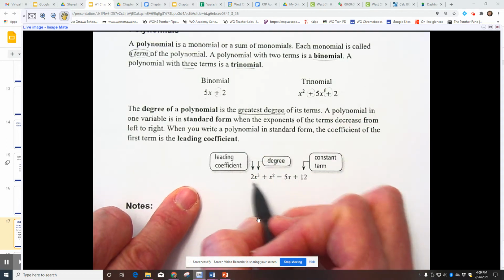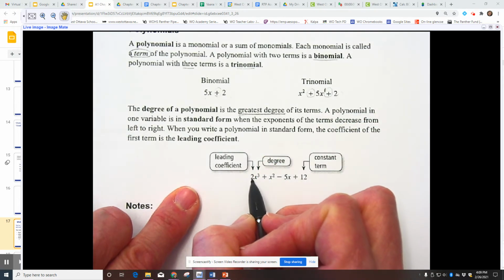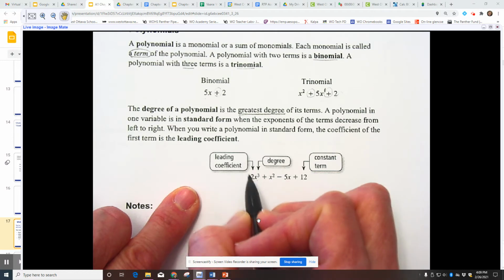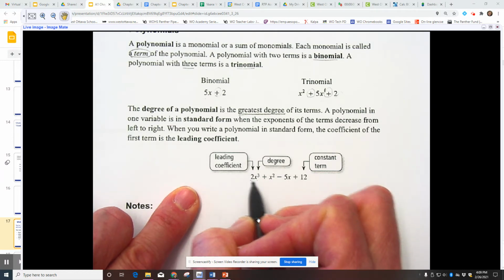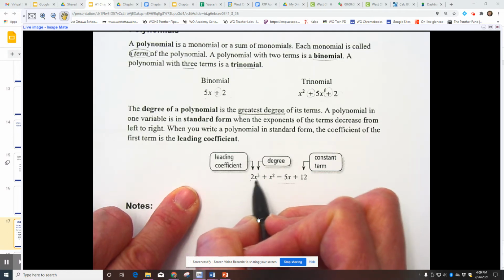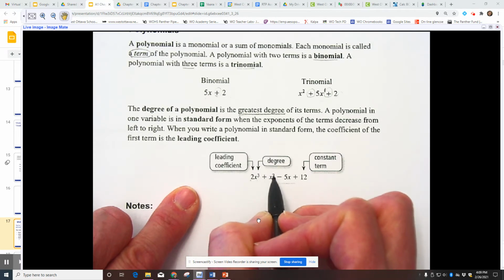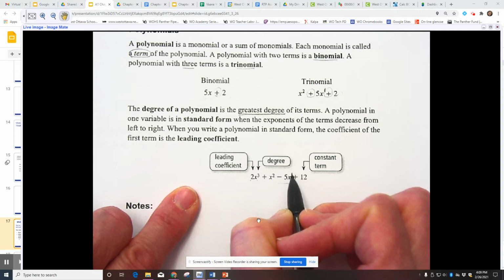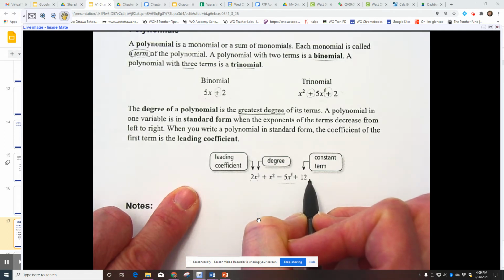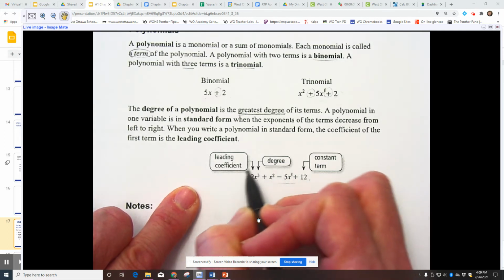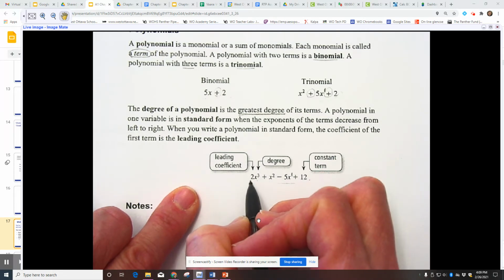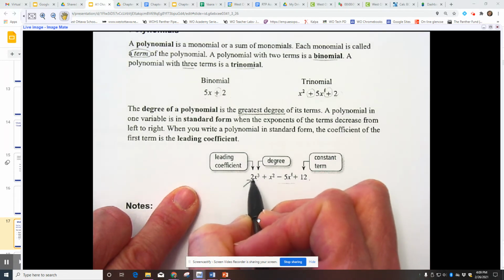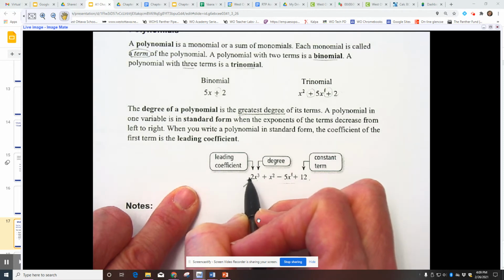And then let's look down at this example. The coefficient attached to that variable with the biggest exponent is the leading coefficient. So it makes sense that after you put it in standard form, you put your biggest exponent first. So we have exponent of 3, exponent of 2, exponent of 1, and then constant term at the end. So this is in standard form. Once it's in standard form, the leading coefficient is the first number you come to.